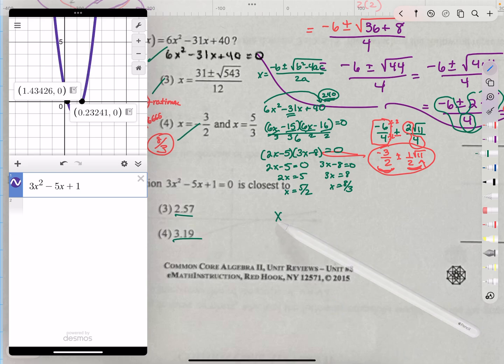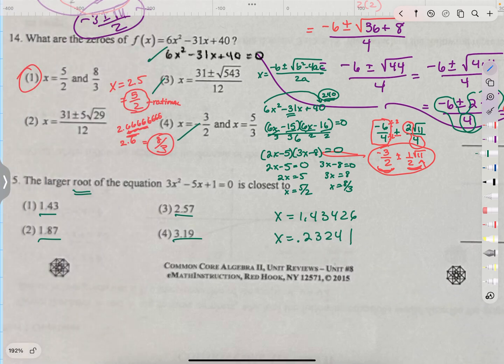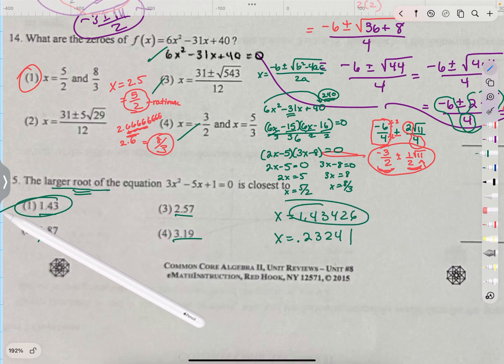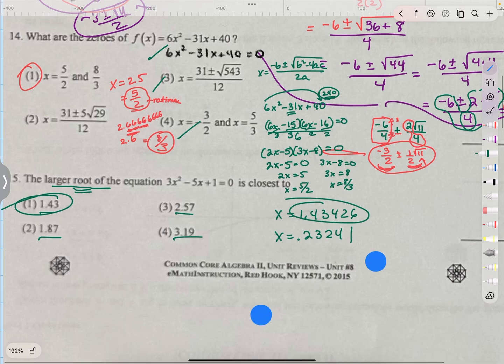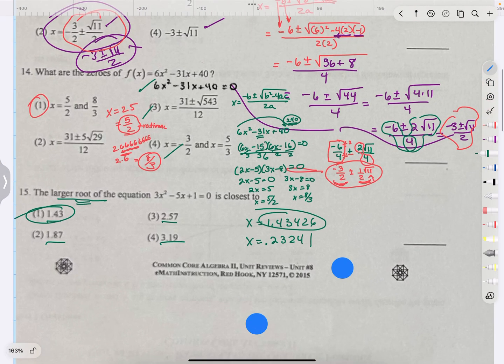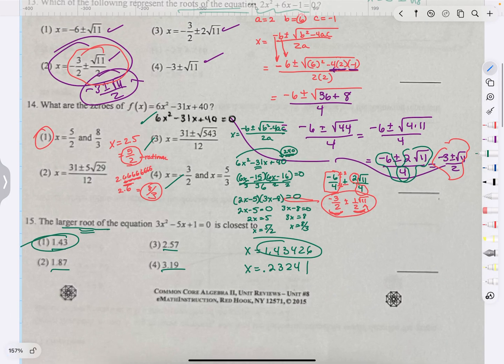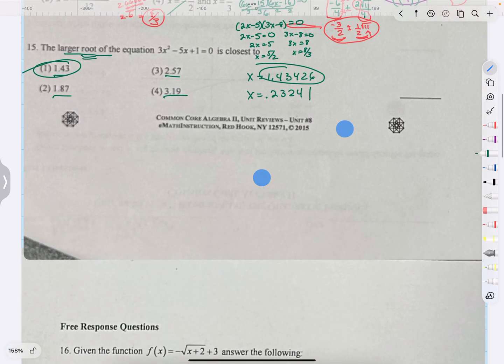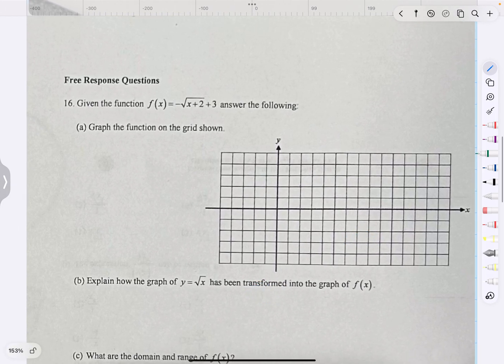Got two answers. The x is either 1.43426 or the x is 0.23241. And I'm just going to look here. The larger root, so that's this one, is closest to 1.43. Okay. Again, I'm assuming we get to use a calculator, and that one you definitely need it for. I think we got them all answered on that page. Let's jump to the second page here.